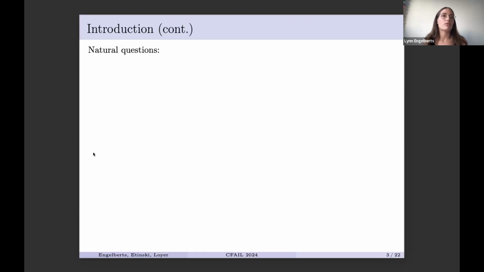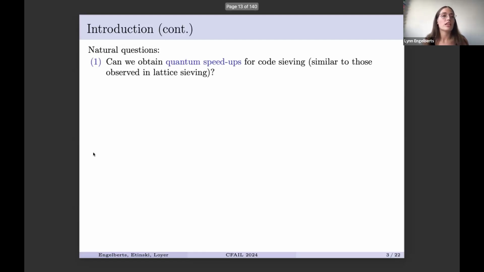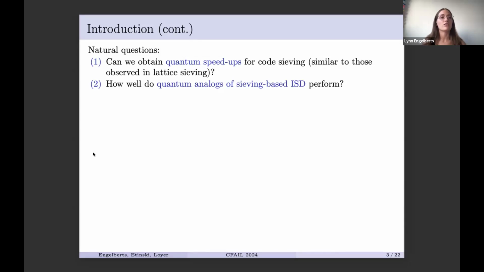So this raised some natural questions. The first of which is, can we obtain similar quantum speedups for code sieving as those that we observe in lattice sieving? And secondly, how well do quantum analogs of sieving-based ISD perform? Here it's important to emphasize that the first question is really concerned about the code sieving subroutine, and the second one views the overall ISD algorithm itself.